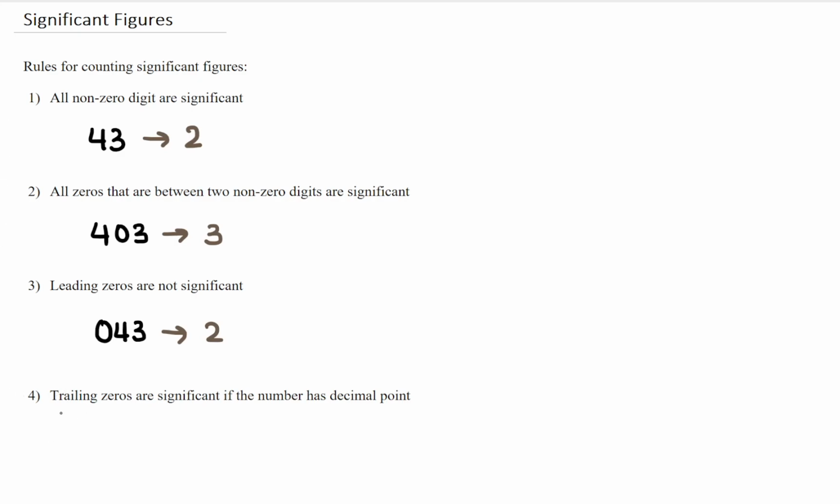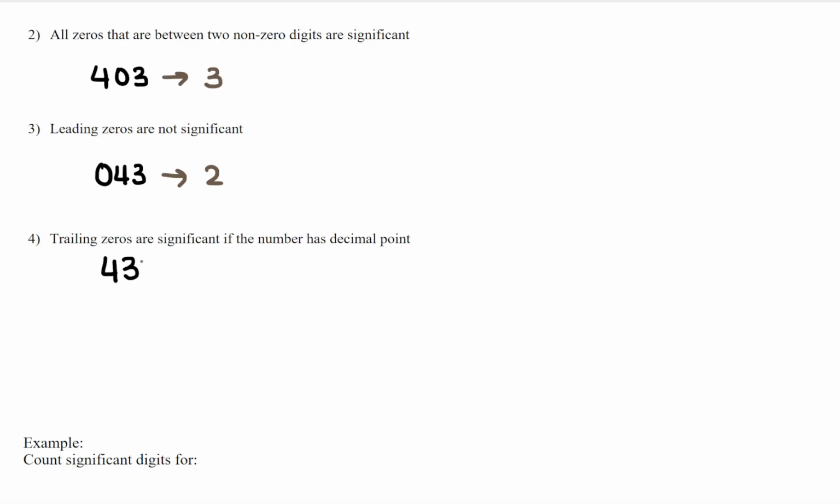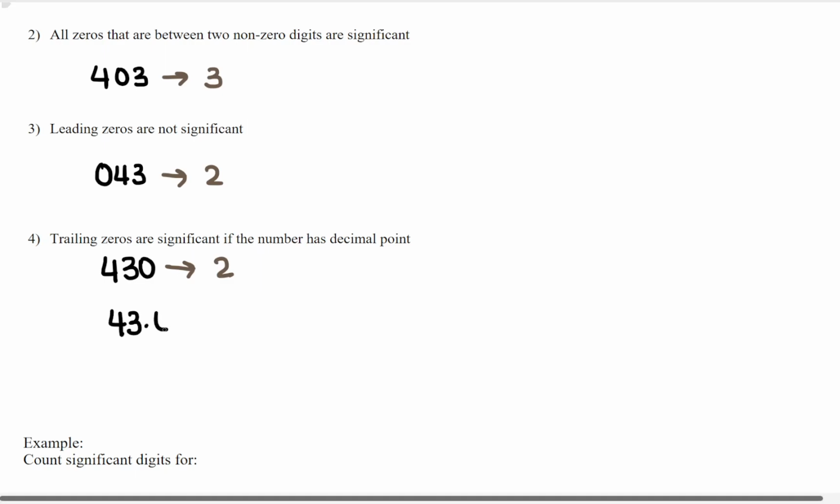And the last rule is trailing zeros are significant if the number has a decimal point. So for example, 430. Here we have one trailing zero, but we do not have a decimal point. So this number only has two significant figures. But if it was 43.0, you have one trailing zero along with a decimal point. So it is counted as significant, and hence this has three significant figures.